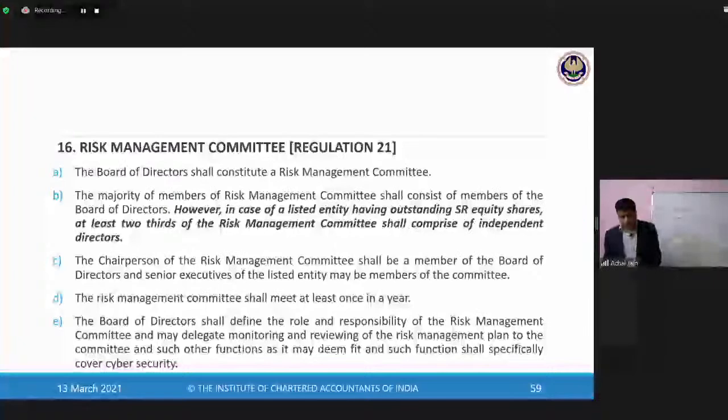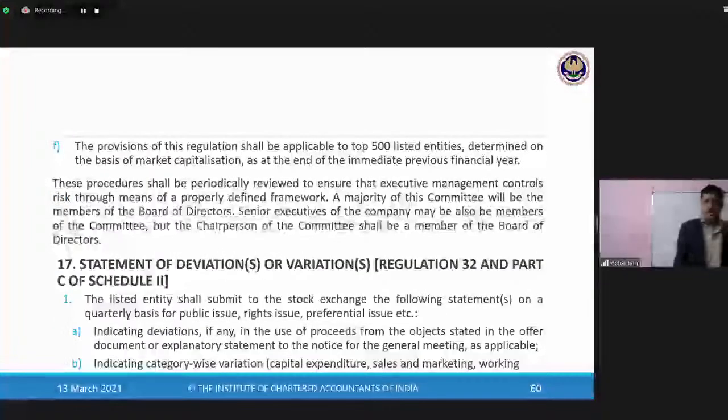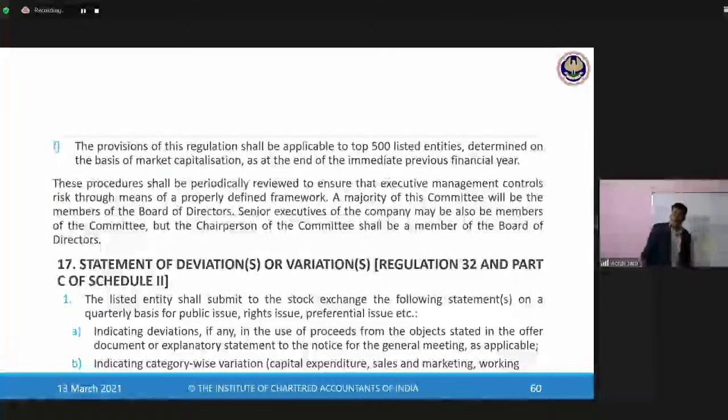Now, if you remember, we talked about a statement of deviations or variations, but we didn't get into too much detail around it. So let's understand about that statement of deviations or variations. What is this? The listed company shall submit to the stock exchange the following statement on a quarterly basis for a public issue. Why would this be given? In case there's a public issue, rights issue, preferential issue, it will go to the stock exchange on a quarterly basis.